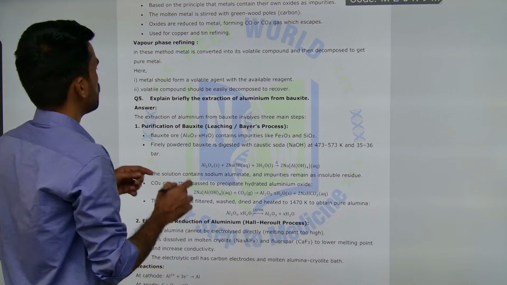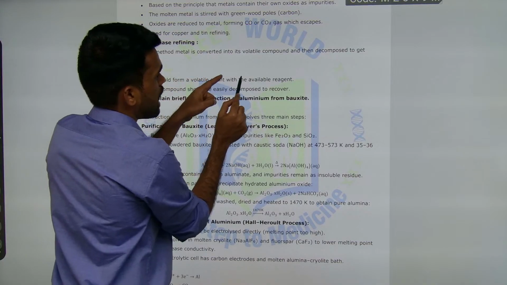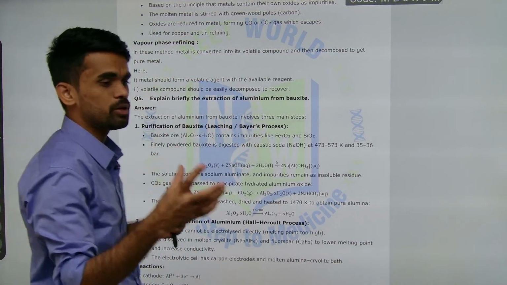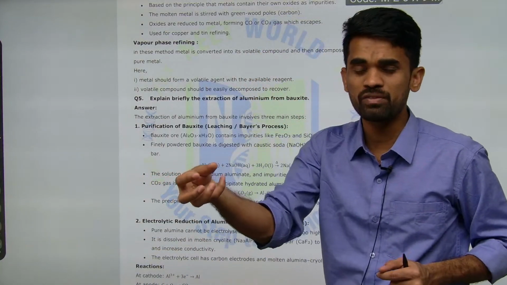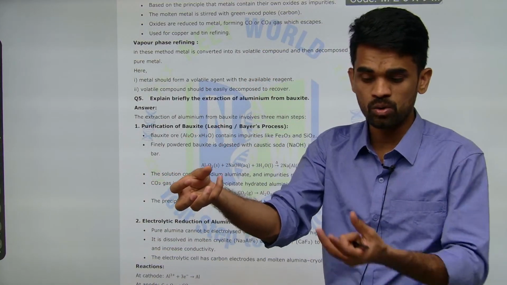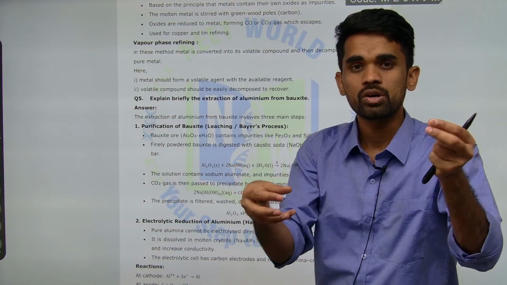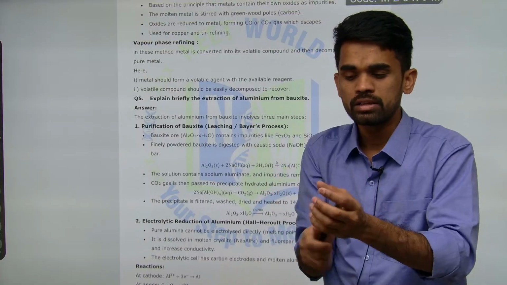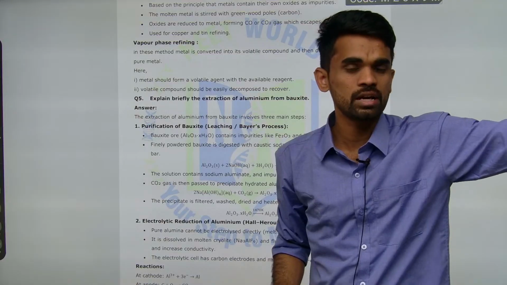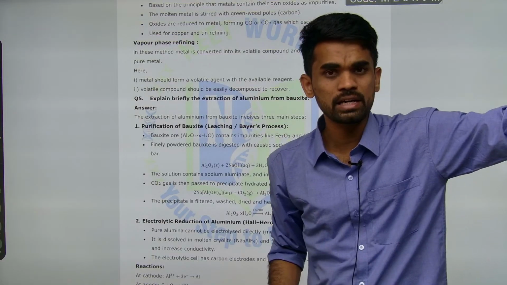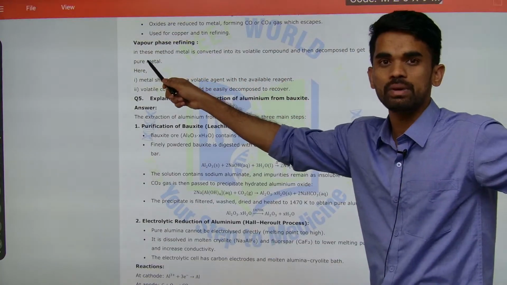Okay, so you can see here the metal should form a volatile compound with available reagents. We will be using some specific reagents, and with the help of those reagents, whatever metal we want to purify will form a volatile compound. When it forms the volatile compound, that volatile gas will be separated out. We extract that volatile gas, and the extracted volatile gas upon decomposition gives our pure metal, that's it.